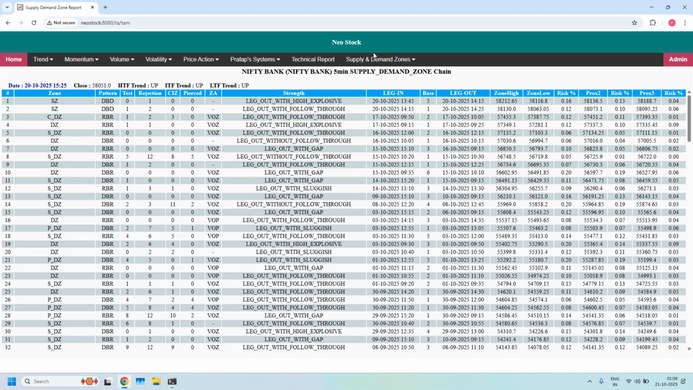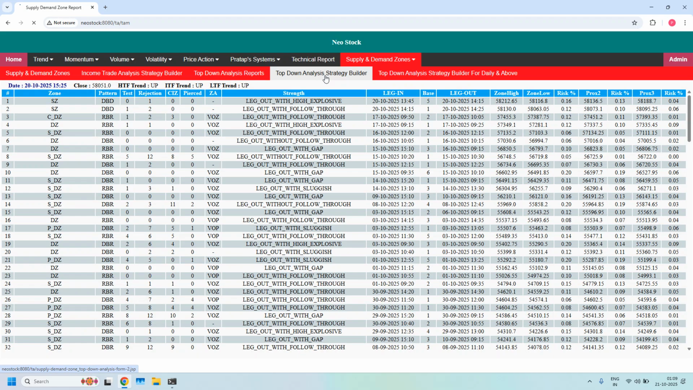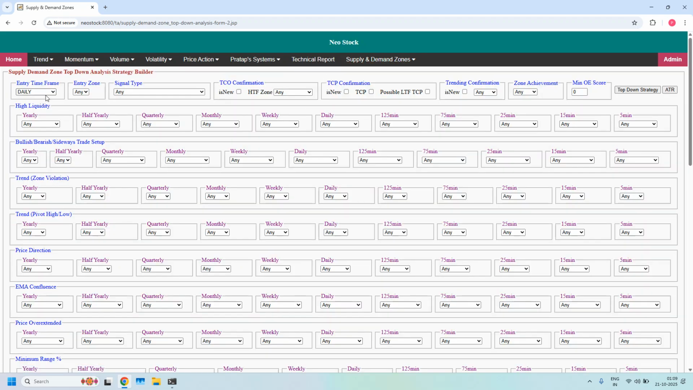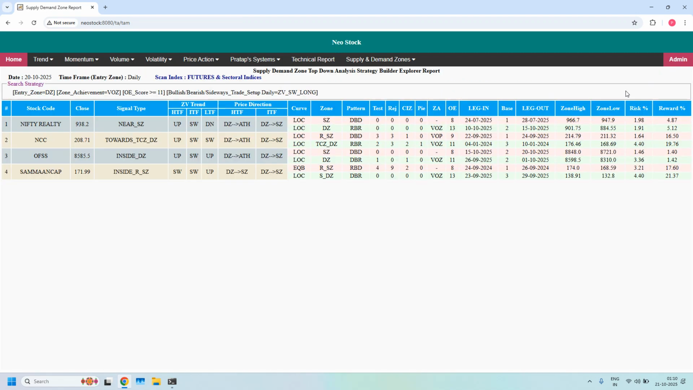Next, I will generate bullish, bearish and sideways trade setups for monthly, weekly and daily income trades. First, monthly income trade sideways long trade setup. Entry time frame daily, entry zone demand zone, bullish or bearish or sideways at daily, sideways long, zone achievement violated opposing zone, minimum order hands score 11 for sideways.